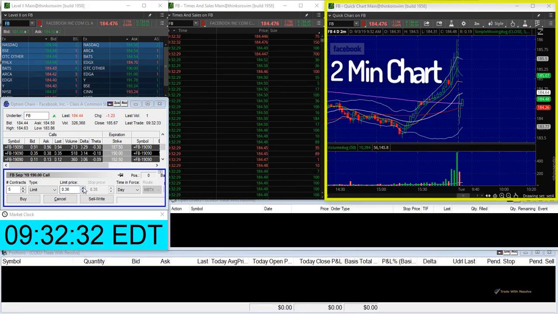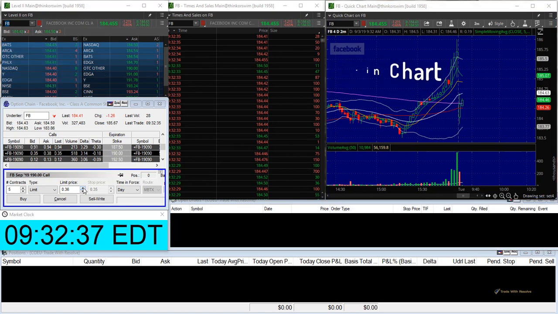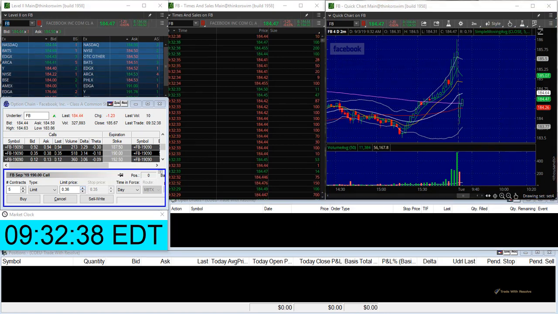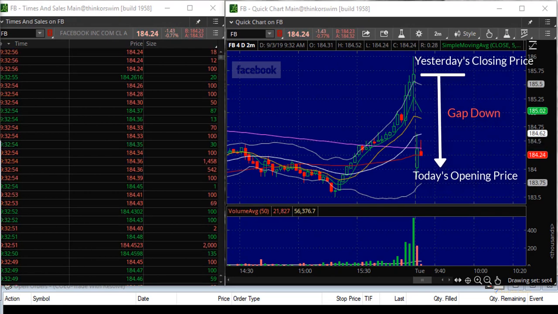I'm currently watching Facebook, and this is the 2-minute chart, so each candlestick represents 2 minutes of price activity. At this point, Facebook has experienced a gap down, which simply means the price has opened at a lower price than it closed the previous day.